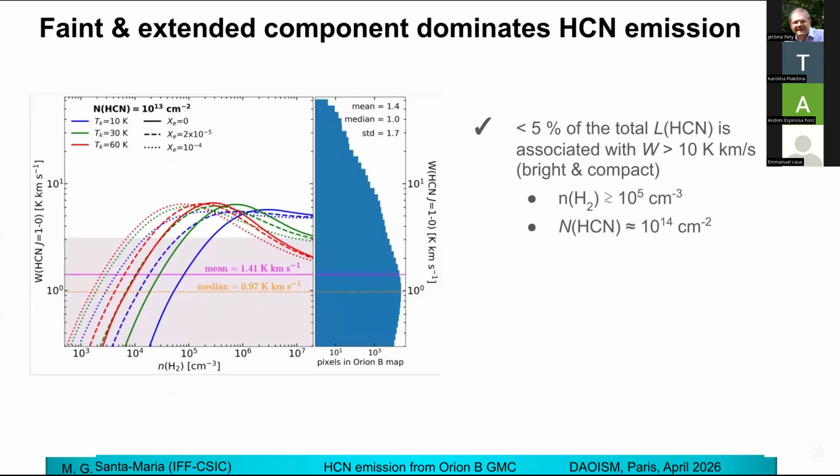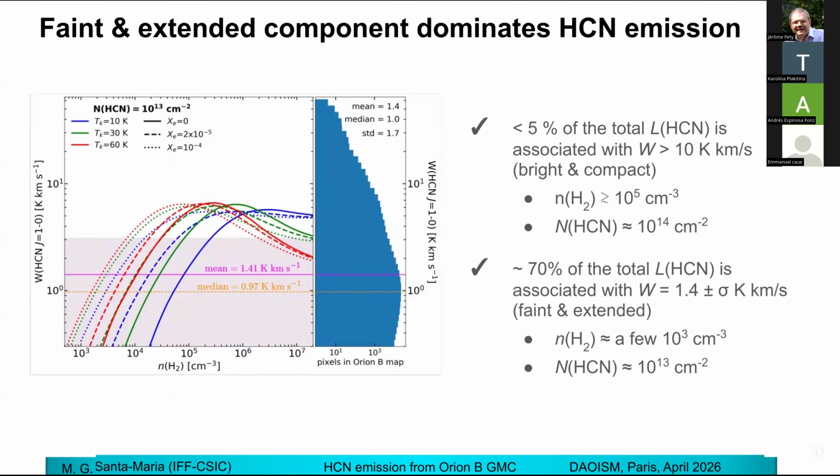So just 5% of the total HCN emission is actually associated with the bright part. It is compact in the cores, and is the one associated with dense gas, while 70% of the total luminosity is the one associated with the faint emission, which is faint and extended and is associated with the translucent gas.